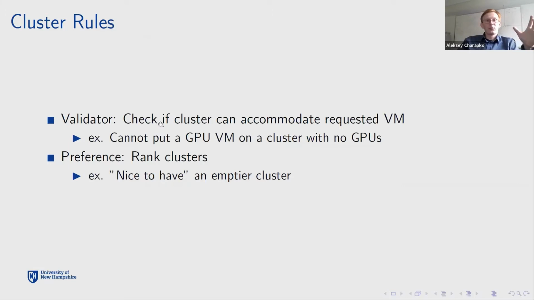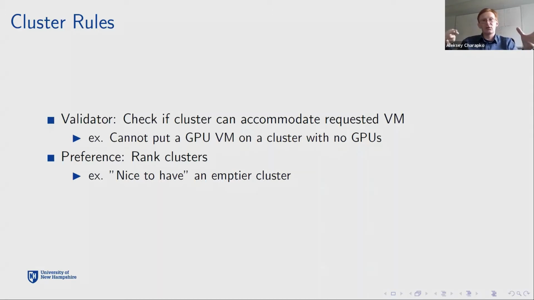So cluster rules, they kind of try to narrow down and focus on the cluster size, the cluster as a unit of allocation, right? So when you create a virtual machine, it will have to go to some cluster and then to some node, to some physical machine in that cluster. So the cluster rules try to narrow down the clusters that we can use for particular virtual machine allocation. The validator rule is pretty much checking whether the cluster can accommodate a particular request for virtual machine.